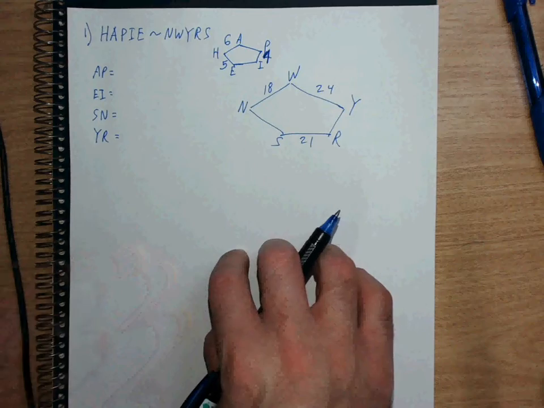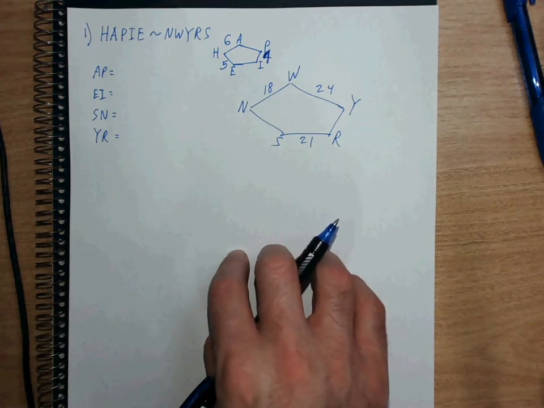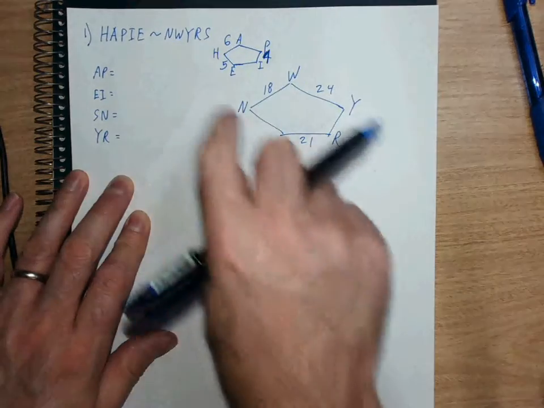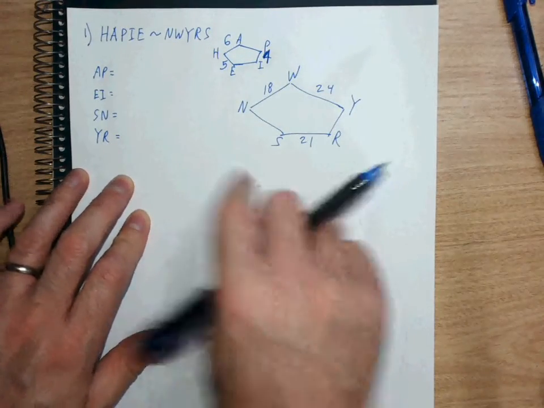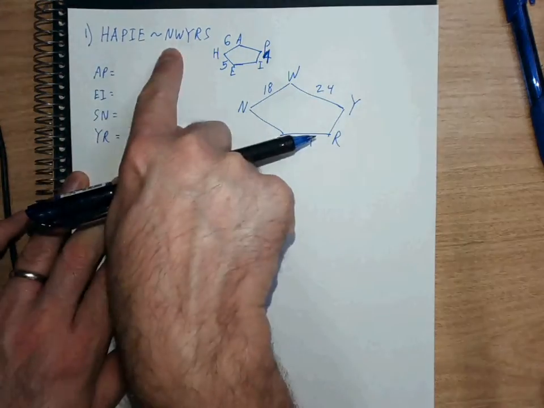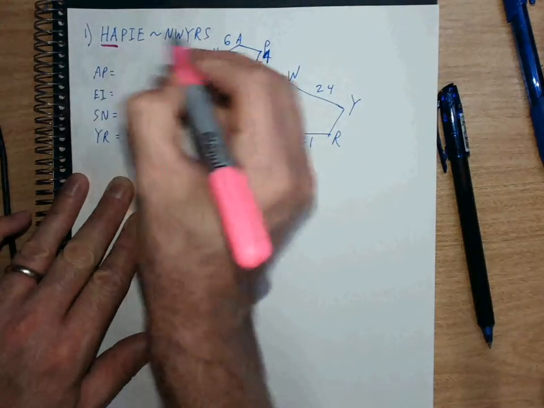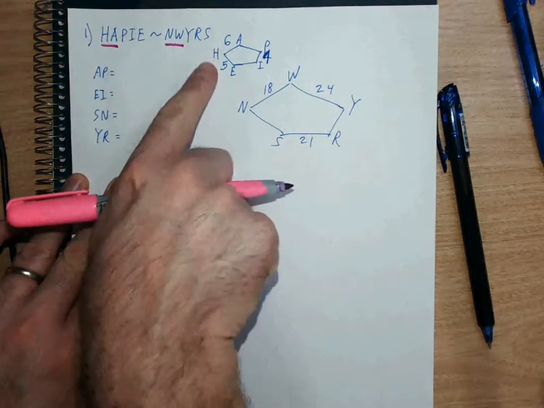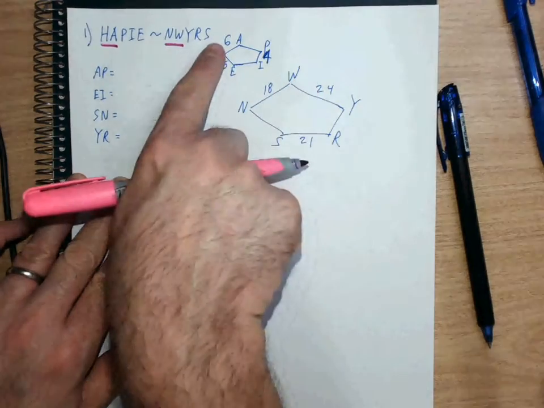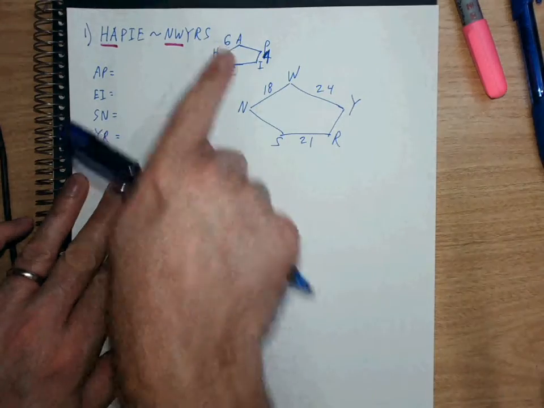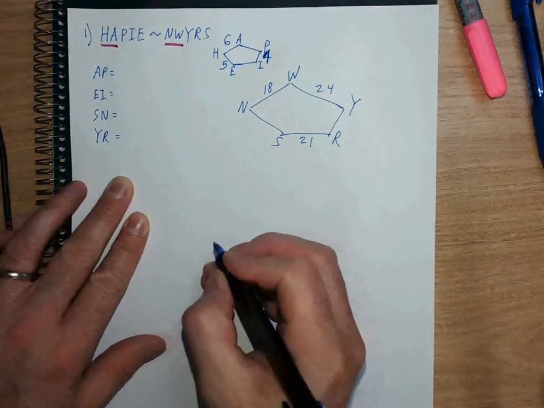And so I want to make sure that you understand the idea that if we have similar shapes, segments correspond. Okay, so HA corresponds with NW. We know that HA is 6 and NW is 18. That is the only pair of corresponding segments that we know.